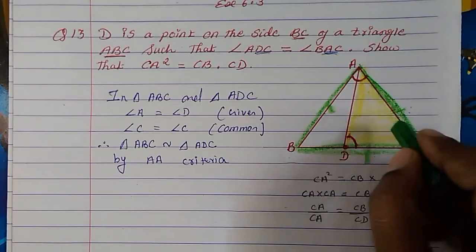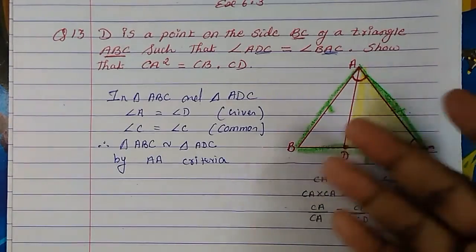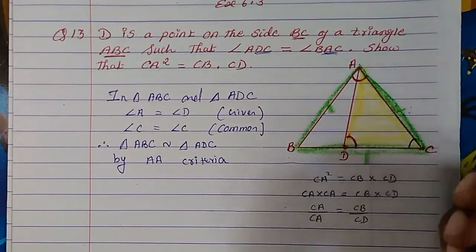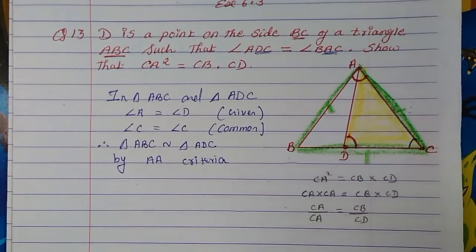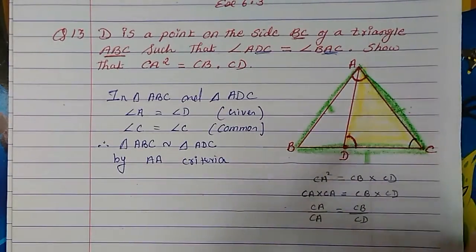Now for the yellow color triangle, we have this side and this side. But which sides have equal ratios, we don't know. Because the question does not give us any sides of the ratio, we have to find out on which sides the ratios will be equal.